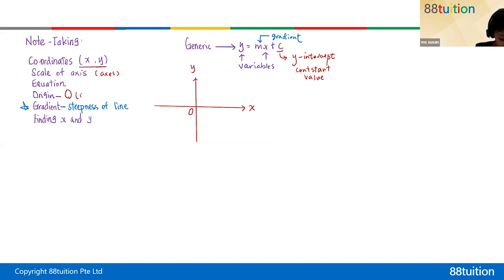And this origin is (0, 0). As per this, what is the coordinate here? (0, 0). So this is called the origin. Now, how are you going to read the coordinates? I'll give you a very simplified one.